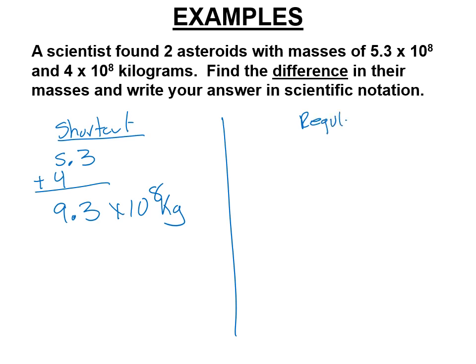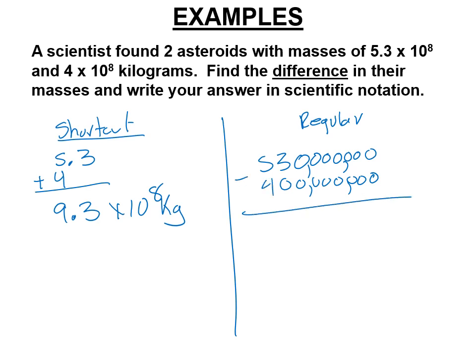All right, the regular way is 5.3 times 10 to the 8th. I have to move it 8 times. I'm going to get 7 zeros. So 1, 2, 3, 4, 5, 6, 7. And there are our commas. That's 530 million. 4 times 10 to the 8th, 8 times, I'm going to get 8 zeros. 1, 2, 3, 4, 5, 6, 7, 8.